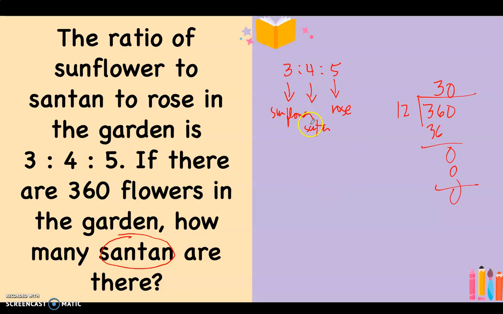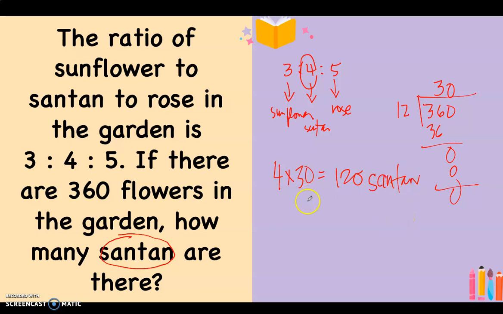Now, to get the number of santan, all you have to do is just to multiply this to the answer, because this term is for the santan. So we have 4 times 30 is 120. So how many santan are there? There are 120 santan flowers in the garden.